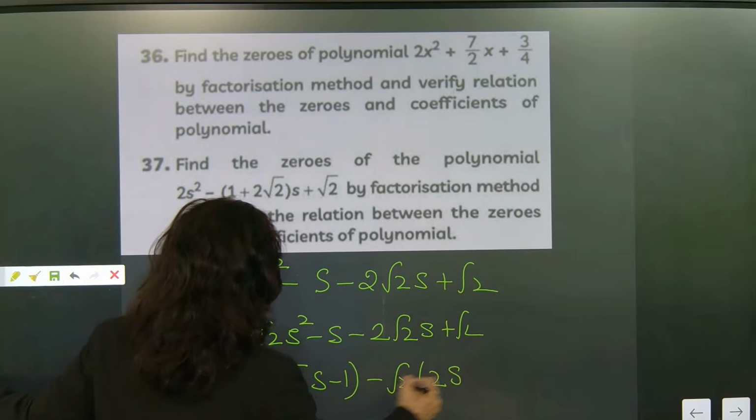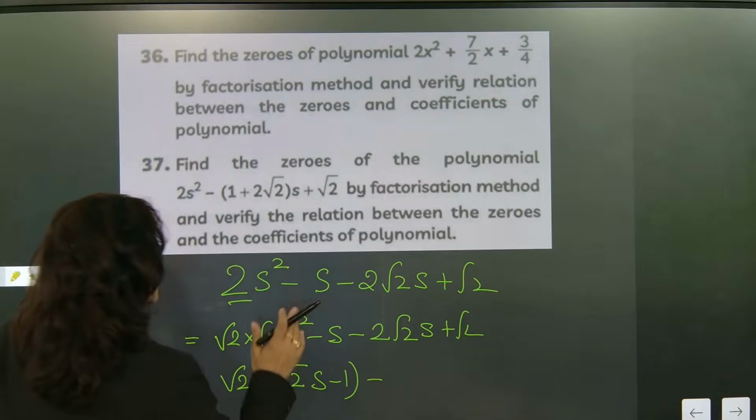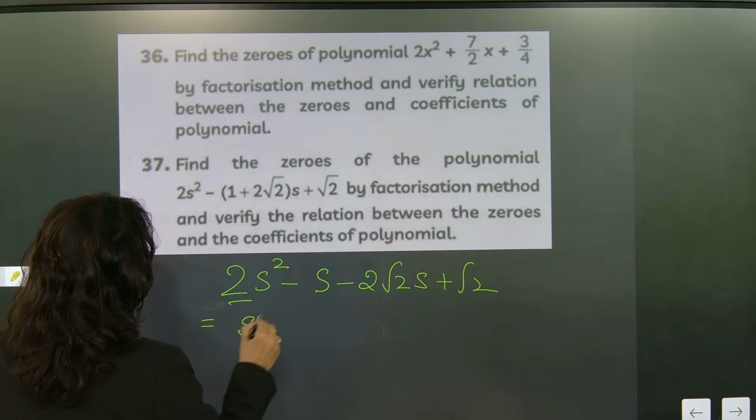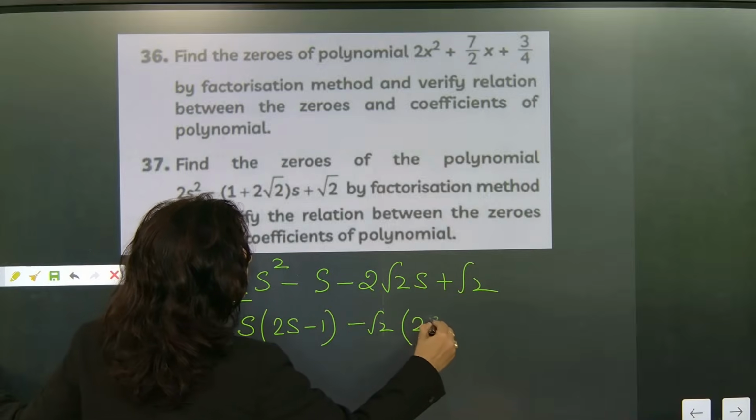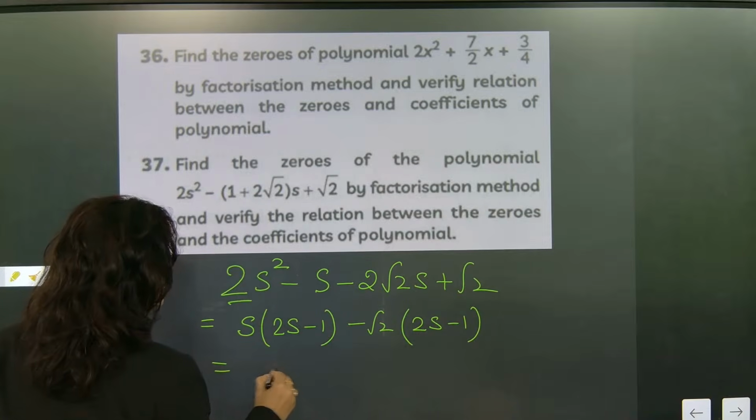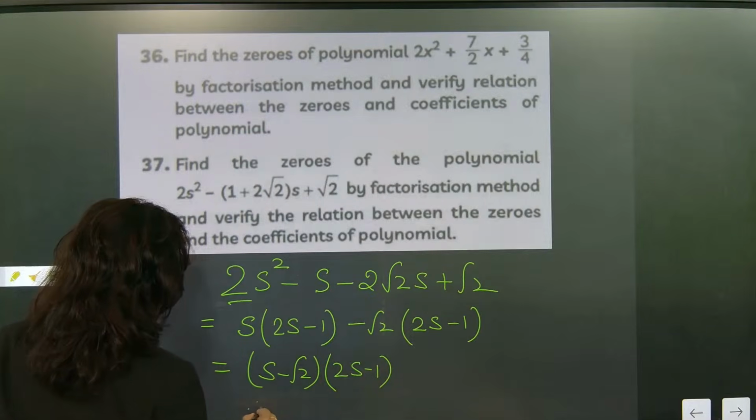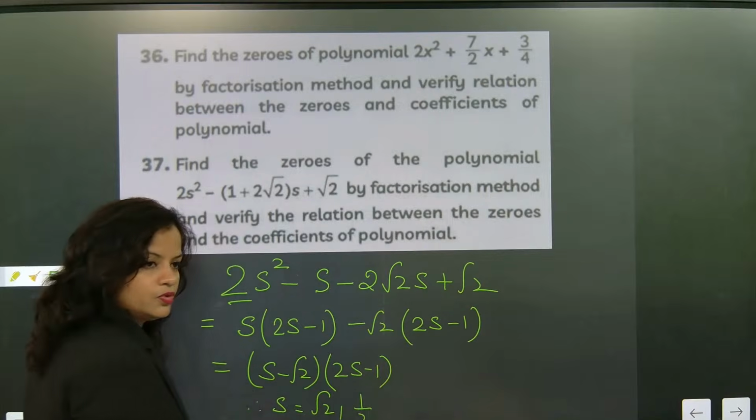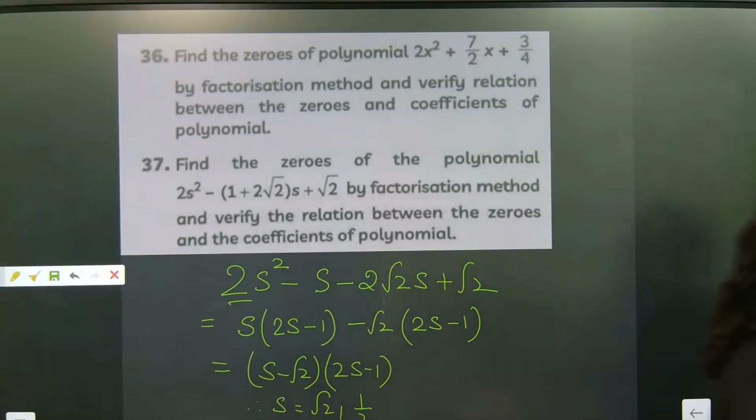It will become 2s, because here I have taken root 2 outside; then I do not need to take anything more now, because this is much easier than we expected. Here we will take only s out, so it will become 2s minus 1. Then here you take out minus root 2, it will become 2s minus 1. Done now? It is much easy. s minus root 2 and 2s minus 1. So it will give you values s equal to root 2 and 1 by 2. Understood? So alpha is root 2 and beta is 1 by 2. So this is the way to proceed with the question.